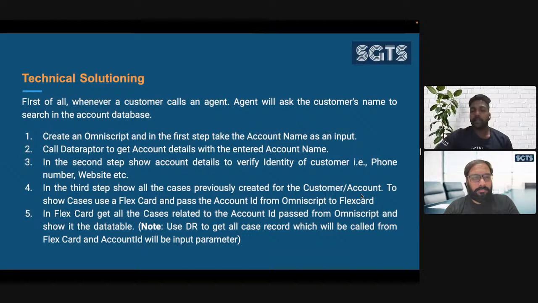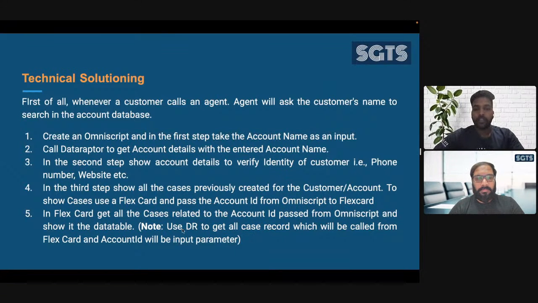Then in the next step, we're going to show all the previously created cases for that account. On the third screen, we're going to fetch all the case records related to that account which were created previously, and show all those cases in a tabular format with the help of a FlexCard. We're going to pass the account ID which we have fetched from the OmniScript to the FlexCard. In the FlexCard, we're going to get all the cases related to the account ID passed from the OmniScript and show them in table format.